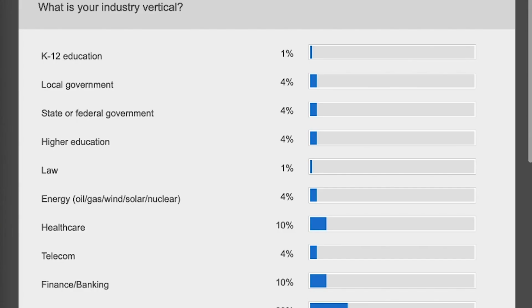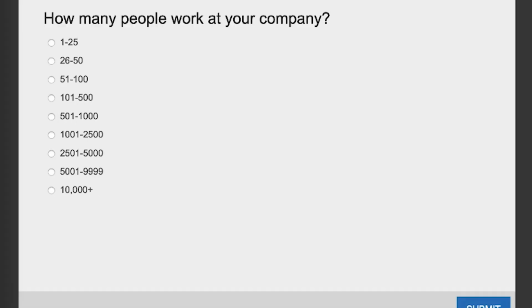All right, let me share the results now and take a look at this. Let's see, 10% healthcare, about, I'd say 13% are K-12 education, local government, state, federal, higher education, 10% finance and banking. That's good to see. Of course, 23% technology. We always have a lot of great technology companies on our events. 9% manufacturing. So some real good statistics there. Thank you, everyone, for responding to that.